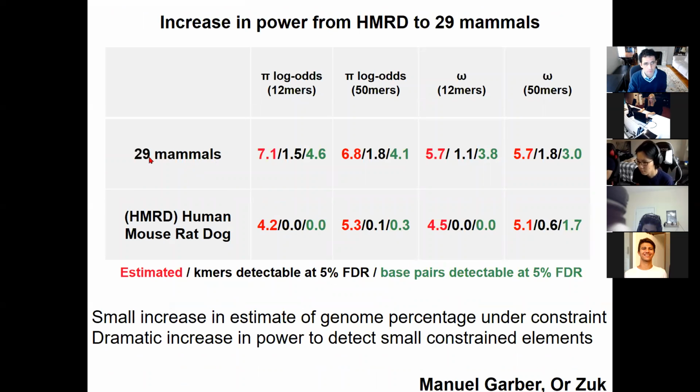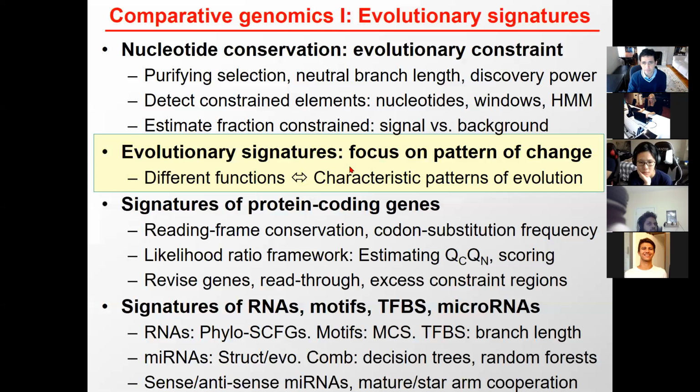So you can see here how the power increases from 4 species, human, mouse, rat, dog, to 29 species. You basically see that we can detect a lot more constraint, but we can also estimate much more constraint. And the constraint here at 50 nucleotide resolution is roughly 5% estimated. But with the patterns of change, we're finding more constraint estimated. Okay. So that's all about measuring constraint at the nucleotide level.